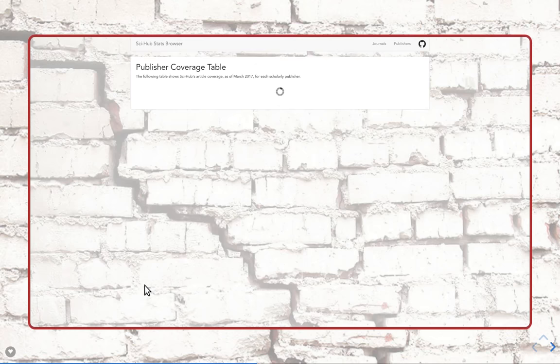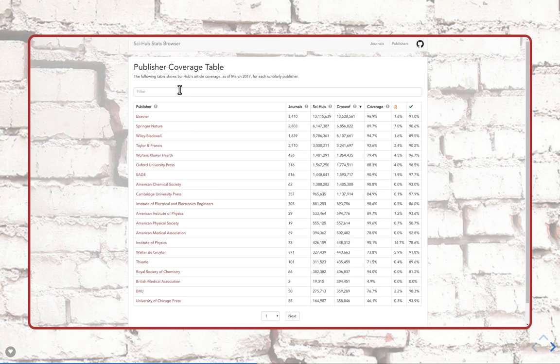But we put these findings online in a browsable format. So we have what's called the publisher coverage table, where you can look at each publisher. This is sorted by the total number of articles they've published. So Elsevier has published 13 million articles, and essentially most of those are in Sci-Hub. And it's split between open access journals and the rest. That's the percent of Elsevier's articles which are in open access journals, which is only 1.6%. And you can see that varies by publisher.